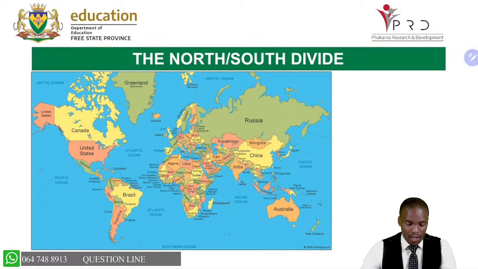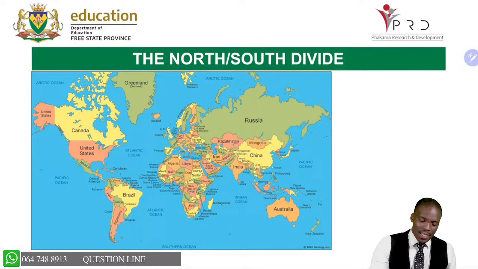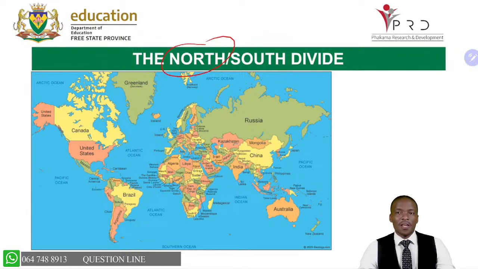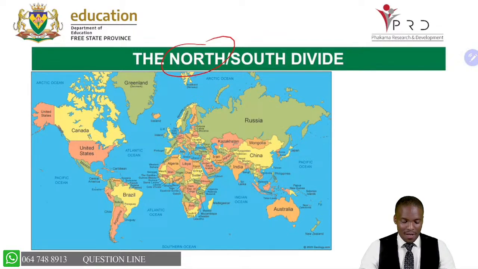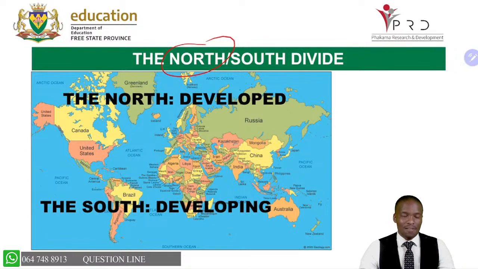Okay, our last portion now is the issue of the North-South divide. Looking at this map, we have said when we define the North-South divide, we said the countries in the North Hemisphere are developed, and we also said the countries in the South are underdeveloped. And I want us to look at something. It means when you are looking at this, we would say the countries in the South are developing, while the countries in the North are developed.